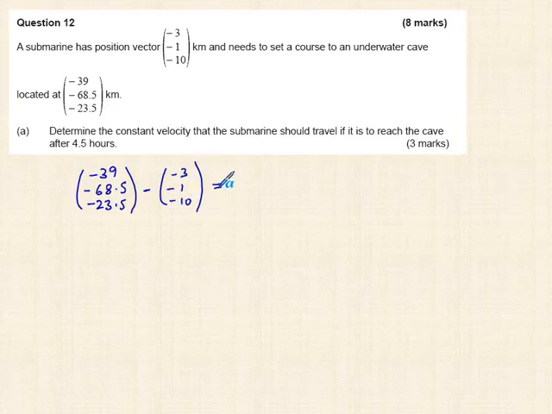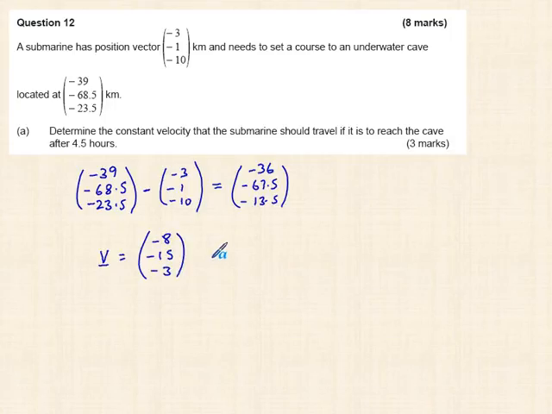-10), giving us (-36, -67.5, -13.5). It needs to do this in 4.5 hours, so divide by 4.5, and that gives us (-8, -15, -3) kilometers per hour.